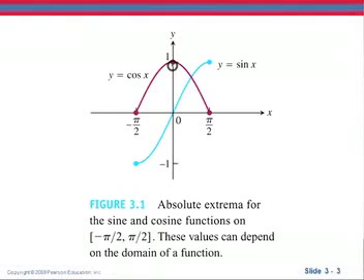Now if we were to extend this graph of cosine x out, remember the shape of the graph, it dips back down to -1. So if we looked at just the cosine graph with no restriction on the domain, it would have a maximum of 1 and a minimum of -1. However, since we're only looking between negative pi over 2 and positive pi over 2, it has an absolute minimum of 0 and an absolute maximum of 1.